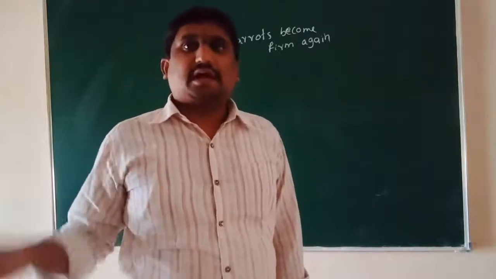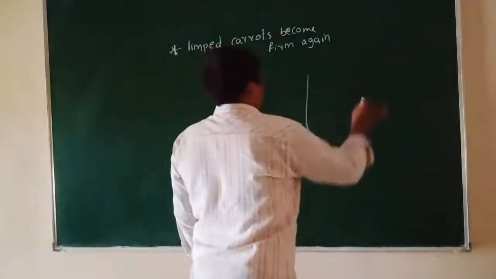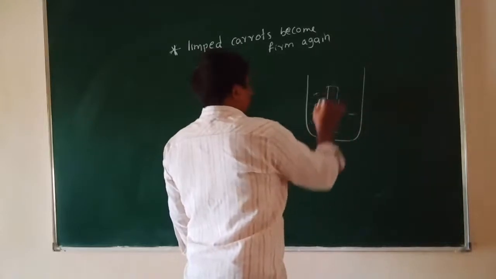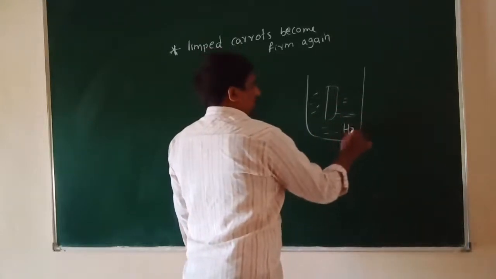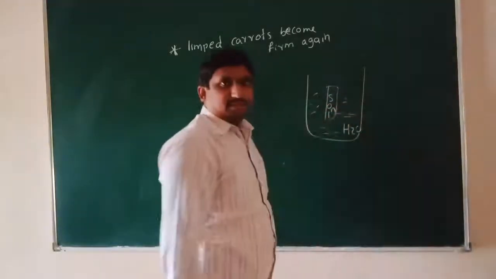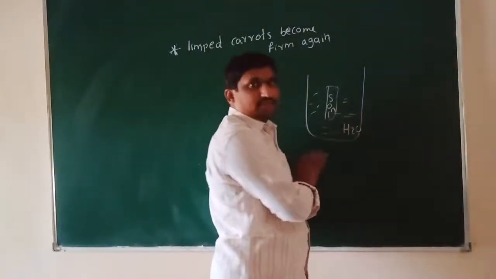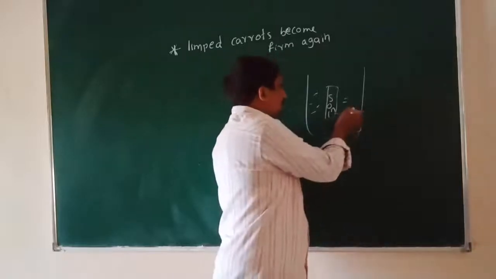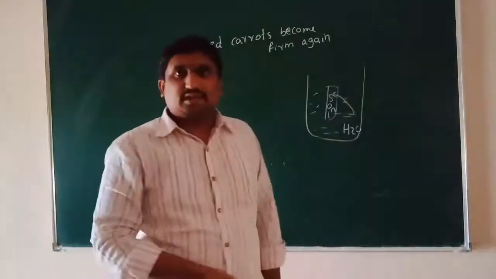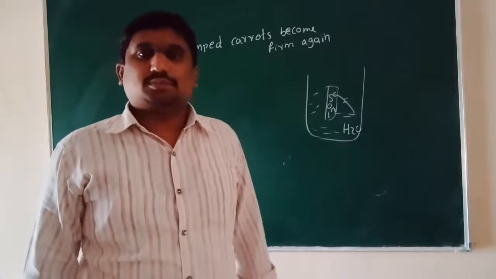That carrot you again keep in fresh water. So what will happen? Inside the carrot is nothing but a solution. According to the rule of osmosis, the water should flow from where to where? From solvent to solution. Hence the outside water is entering into the carrot again. The carrot will become very fat again. So this is also because of osmosis.